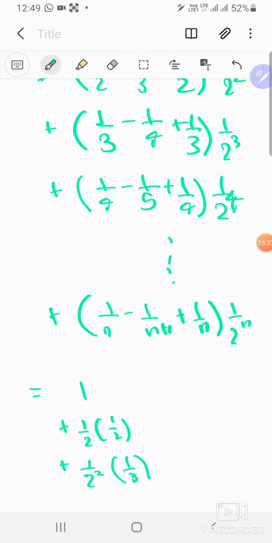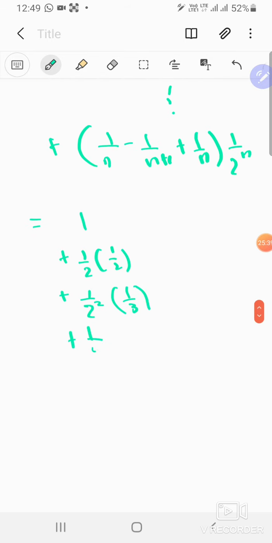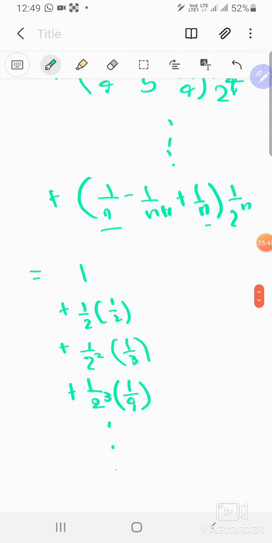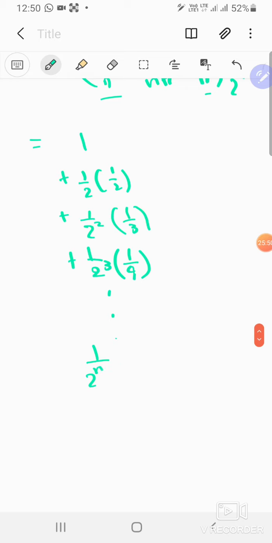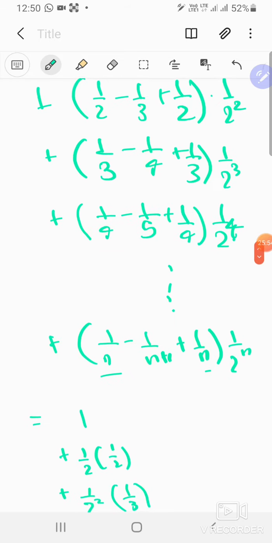Then you have 1 by 3. You have 1 by 2 raised to the third power and 1 by 4, and it will keep on going like that till you eventually have this thing. So 2 upon n into 1 upon 2 raised to the n power is equal to 1 upon 2 raised to n minus 1 into 1 upon n. And what's the other series?